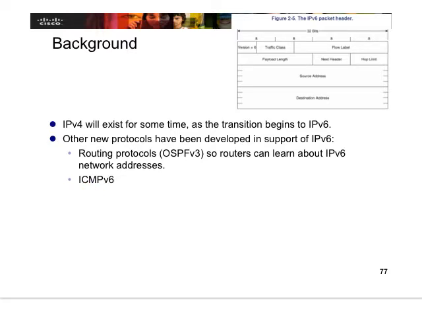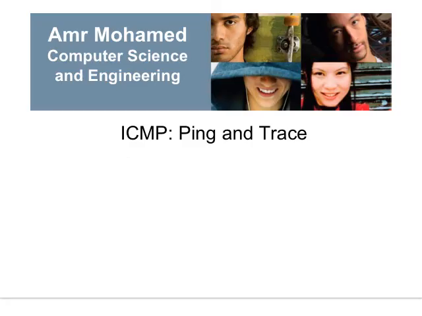ICMP version 6 is also the IP address version 6 version of the ICMP. We'll cover the ICMP protocol today, which is used basically for pinging between hosts, which is the one that we will talk about next.